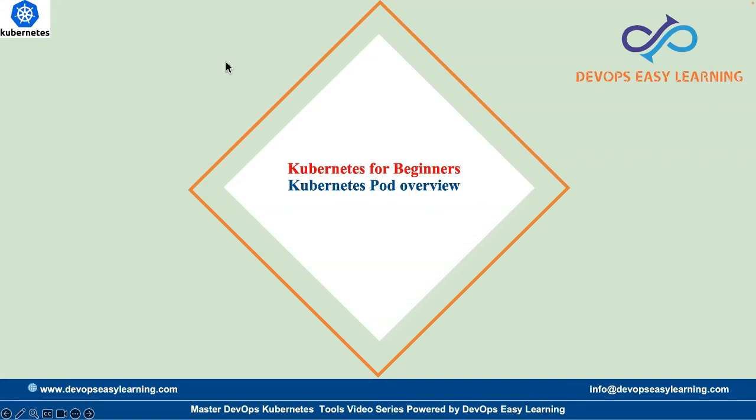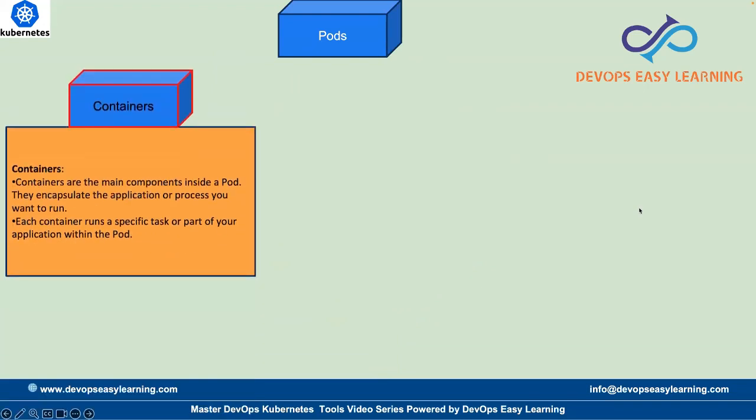Today we are going to talk about Kubernetes pod overview, in our series of Kubernetes for beginners. Let's deep dive inside the pod and see exactly what is going on inside the pod. Inside the pod we have containers, right? Containers are the main component inside the pod. They encapsulate the application or process you want to run. Each container runs a specific task or part of your application within the pod.